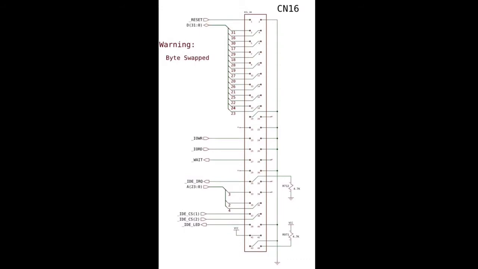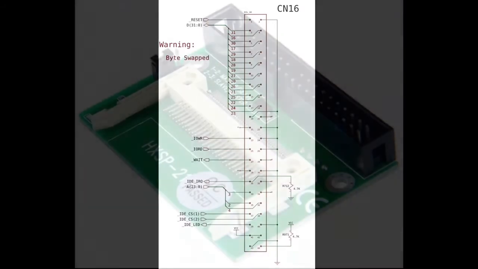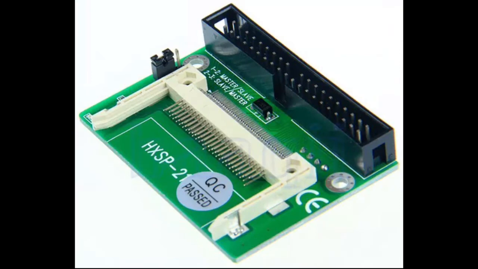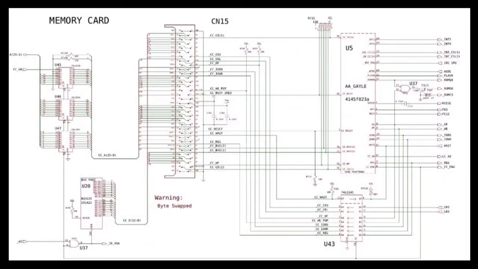This is the IDE interface from an Amiga A1200 schematic and the compact flash adapter that I intend to eventually test with. In an A1200, Gale is also responsible for the credit card interface, which is better known as the PCMCIA interface, but I'm going to leave that one alone.